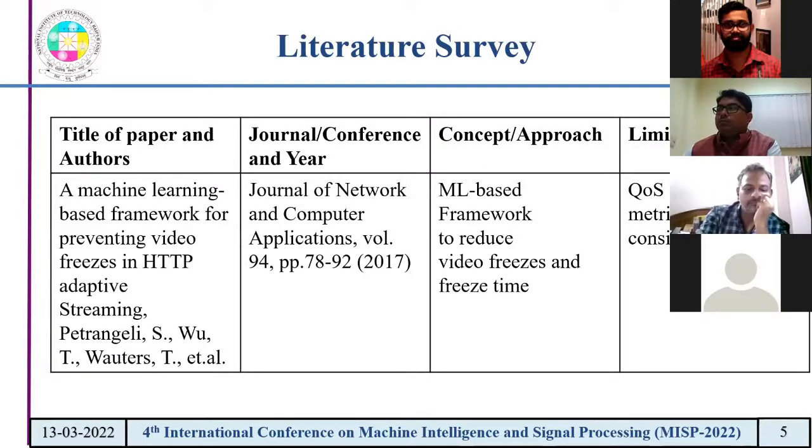Literature survey. From the paper on a machine learning based framework for preventing video freezes in HTTP adaptive streaming, the concept or approach used is a machine learning based framework to reduce the video freezes and freeze time. Limitation: quality of service and quality of experience metrics are not considered.